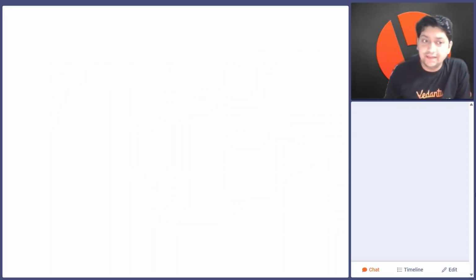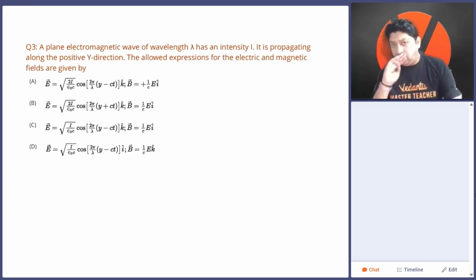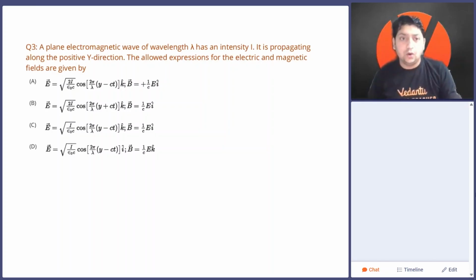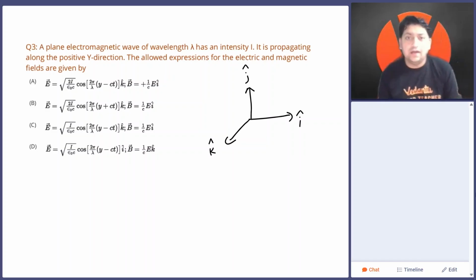Let's move to the next question. A plane electromagnetic wave of wavelength lambda has an intensity I. It is propagating along the positive y direction. Suppose this is the x-axis, this is the y-axis, and this one is the z-axis. I can denote this direction as positive i cap, this as positive j cap, and this as positive k cap. The allowed expressions for the electric and magnetic fields are given by.